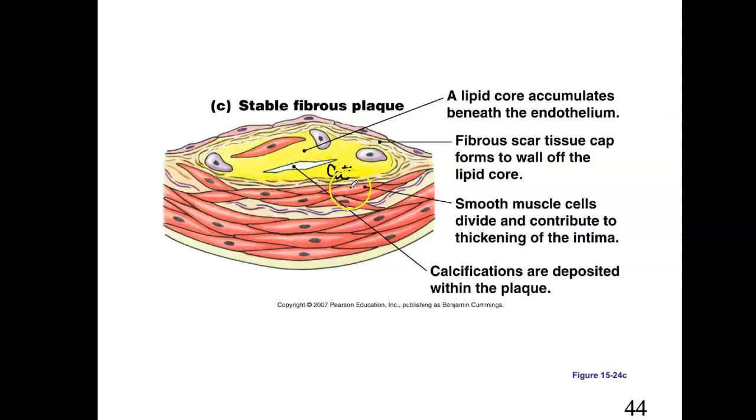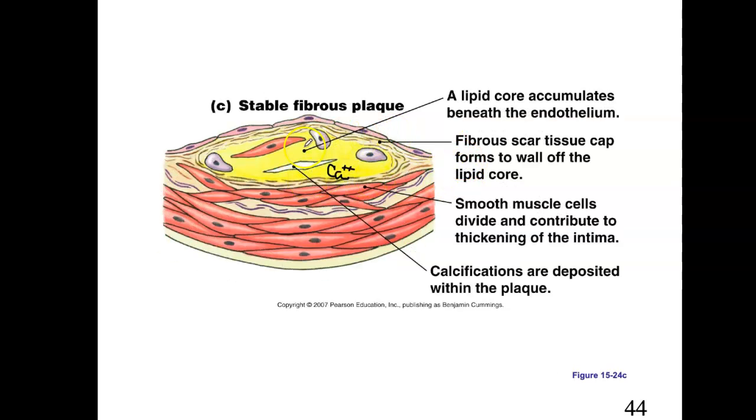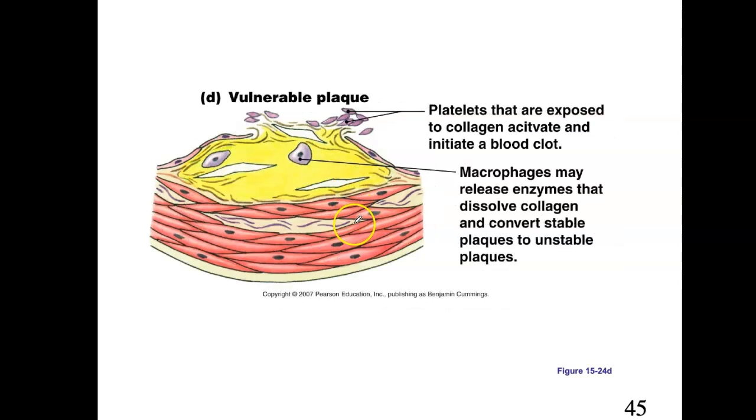This sounds horrible, but in a way, sometimes the fact that it's hardened is not a bad thing, because it is less likely to rupture because of the calcium and the hardness. So we call it a stable fibrous plaque because it's not going anywhere. And that calcium is helping that stability. However, it could be vulnerable, in which case this bursts. And if it bursts, then now you have a little bit of bleeding there.